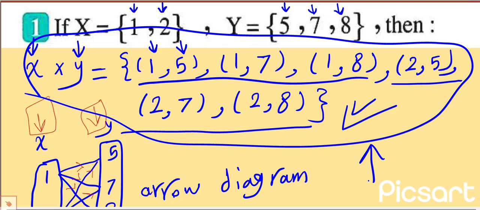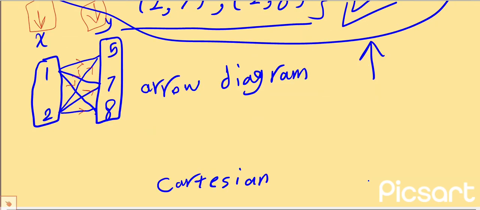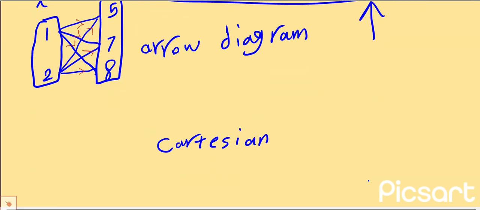I think both are easy, but it's long. I prefer the arrow diagram better, it looks cool. I prefer all of them. Okay, I will make you like the Cartesian diagram.